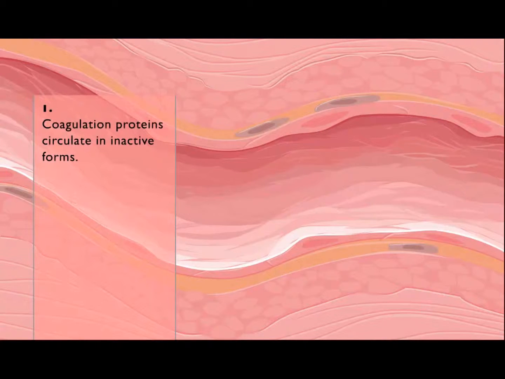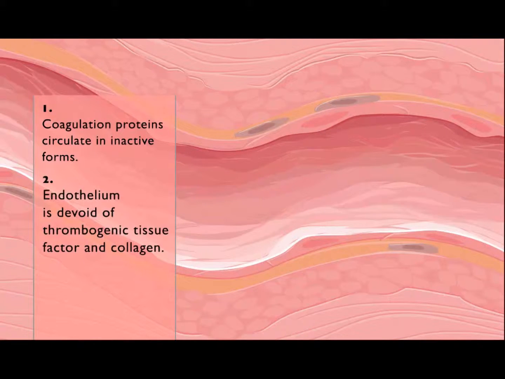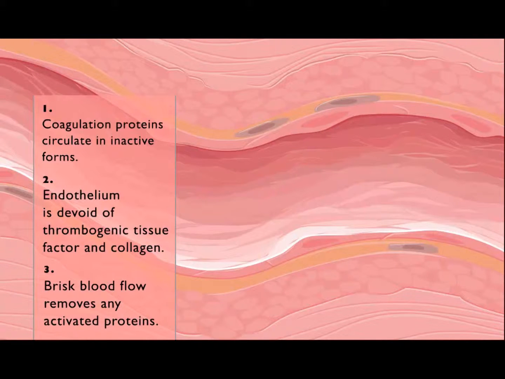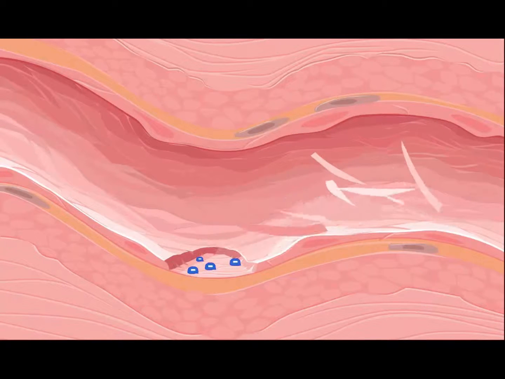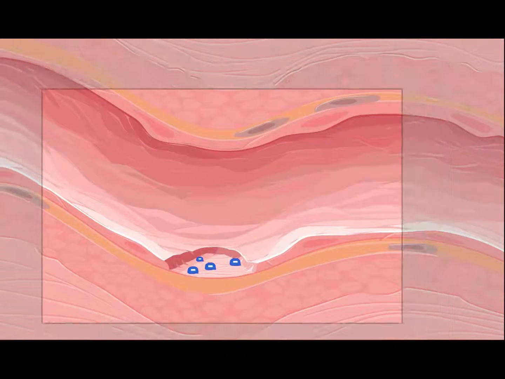Secondly, unlike the subendothelium, the endothelium which lines the blood vessels is devoid of any thrombogenic tissue factor and collagen, thereby preventing the activation of platelets and the coagulation cascade. Finally, maintenance of brisk flow through the vessels basically ensures that any coagulation proteins which are activated are quickly whisked away for disposal in the liver. However, when the vessel wall is injured, the coagulation apparatus is promptly mobilized.